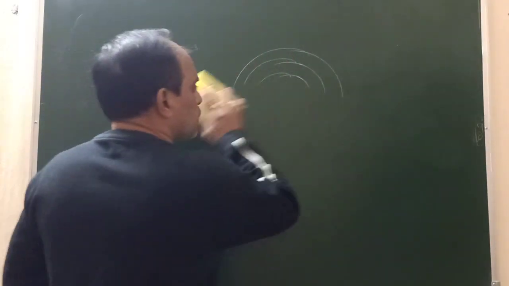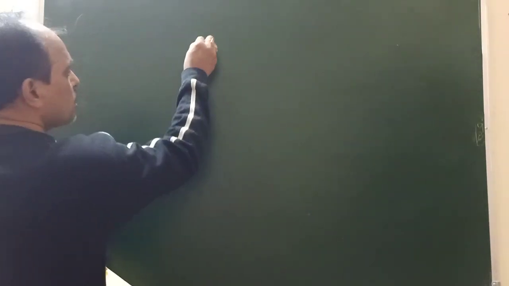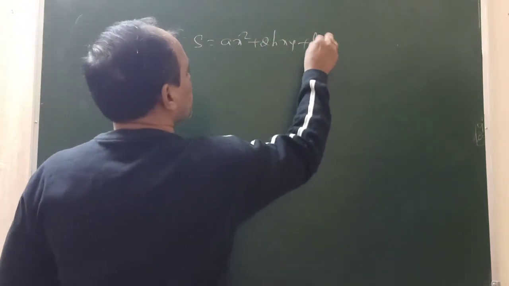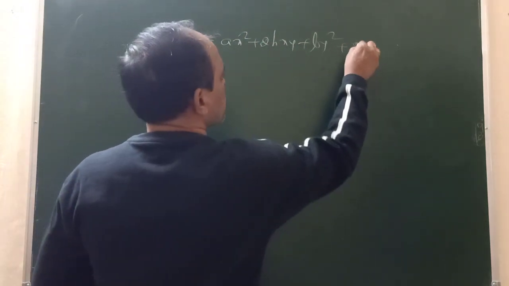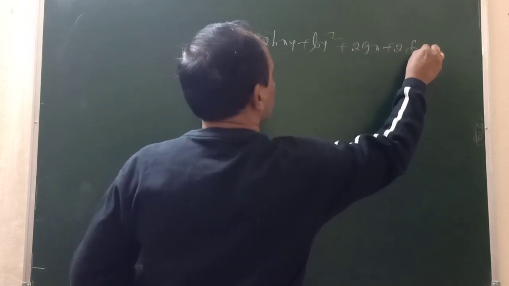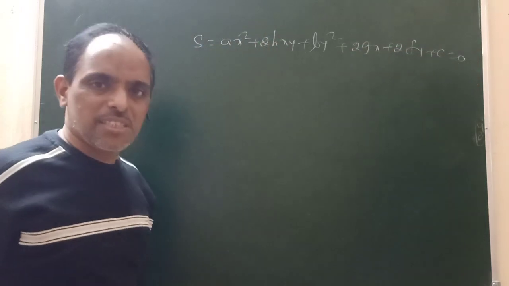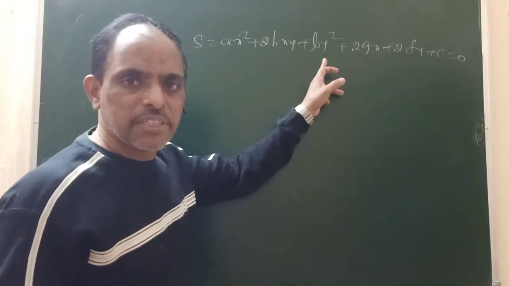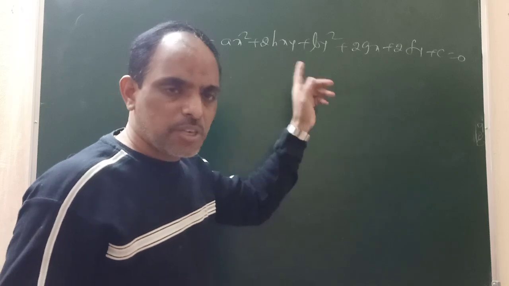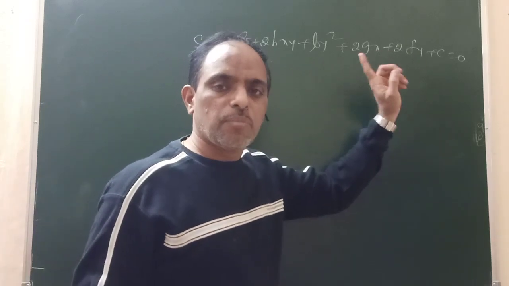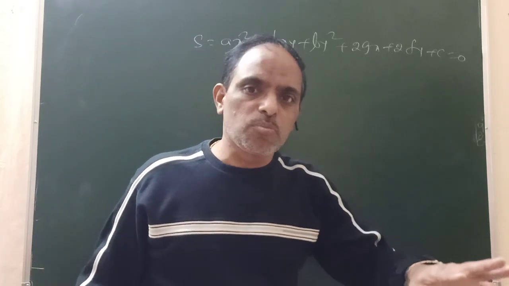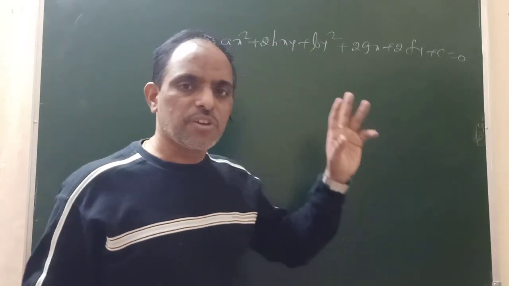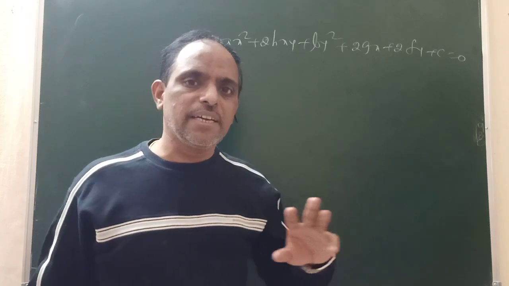Next point. This is called a non-homogeneous second degree equation. This is one of the important points: ax square plus 2hxy plus by square plus 2gx plus 2fy plus c is equal to 0. This is called a non-homogeneous second degree equation because these three terms are with x square, y square and xy, power 2, and these two terms are x and y with power 1, and this is a constant. There is no power for x and y. Such an equation is called the general non-homogeneous second degree equation.